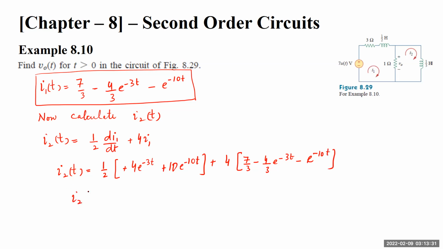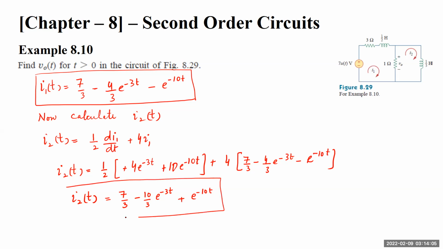If I simplify it end to end, the value of I2 of t will be equal to 7/3 minus 10/3 e raised to power minus 3t plus e raised to power minus 10t. This is the value of I2 of t which we get after solving all these equations. So now we have both I1 of t and I2 of t.